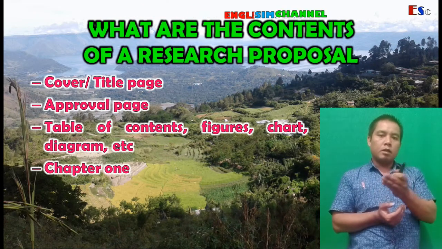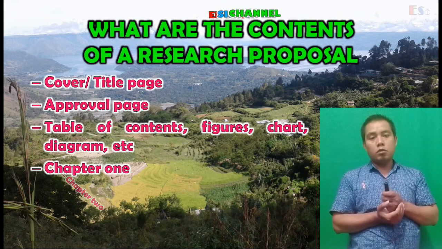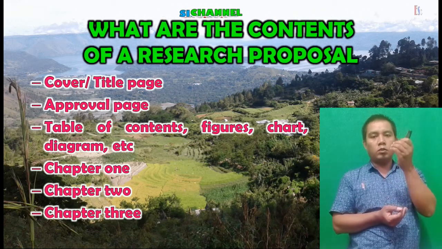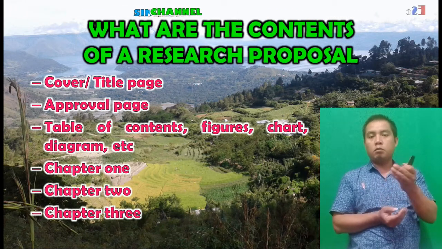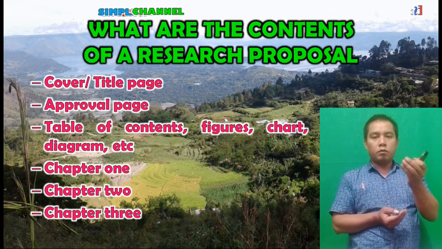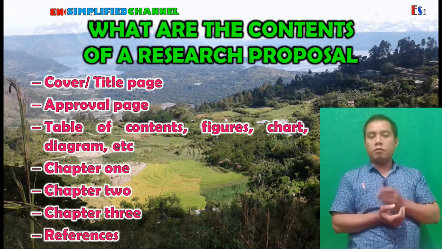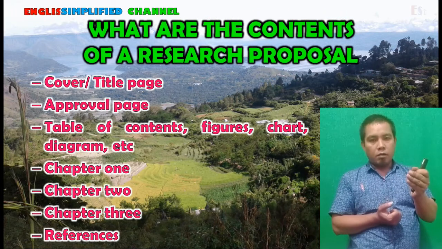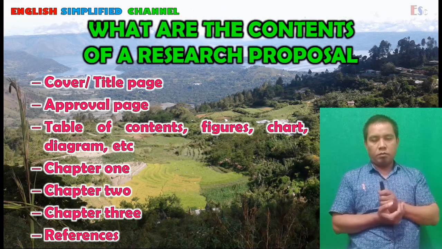And then a research proposal consists of 3 chapters: chapter 1, 2, and 3. In detail, I'm going to explain what should be written in chapter 1, chapter 2, and chapter 3 in my other English learning videos, especially relating to research. And last but not least, you have to have this one, references. I am sure that all research proposals have this.